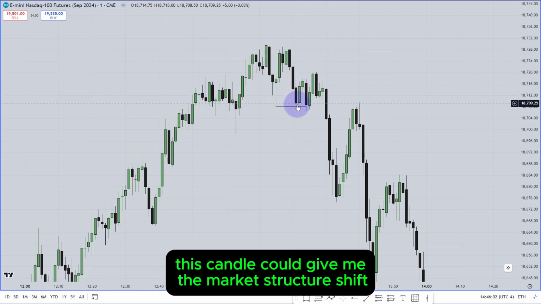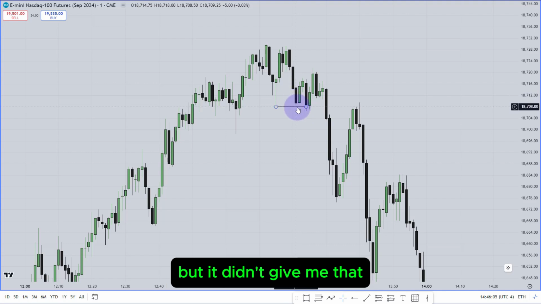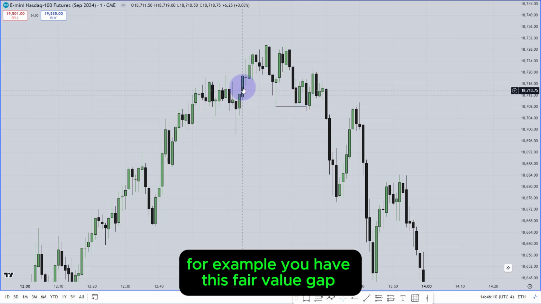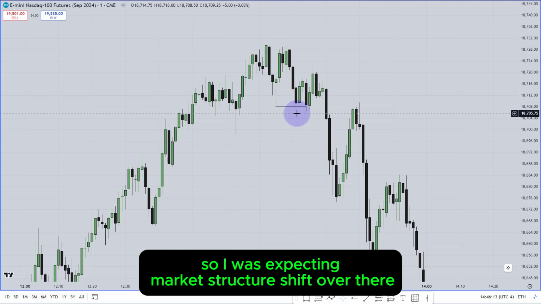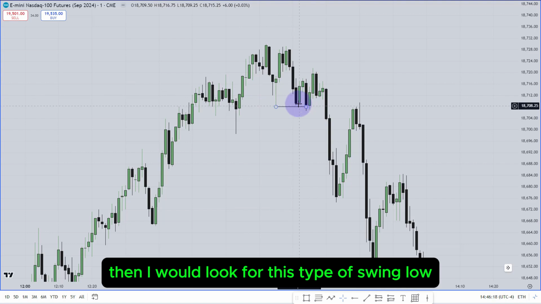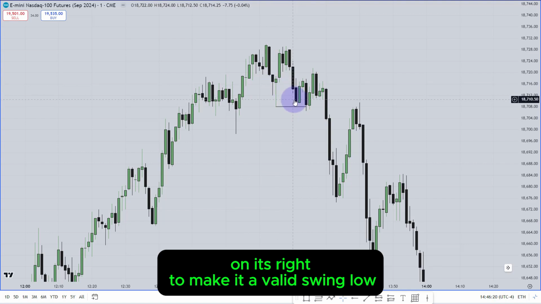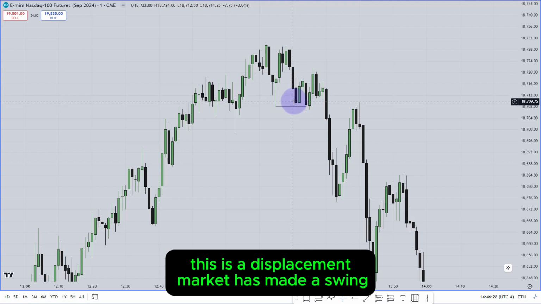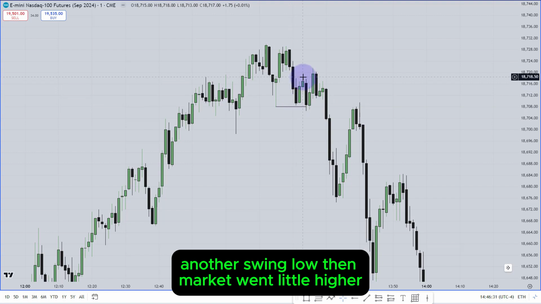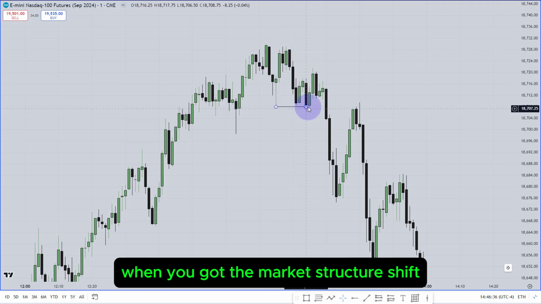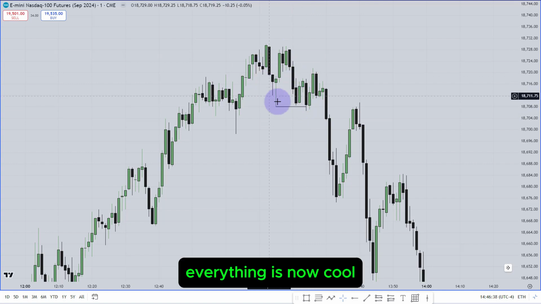Then this candle could give me the market structure shift, but it didn't give me that. It's okay. Instead of that, it has made another swing low. For example, you have this parabolic gap. So I was expecting a market structure shift over there with the displacement. If I didn't have the parabolic gap over there, then I would look for this type of swing low on its right to make it a valid swing low for shifting market structure. So there is nothing wrong. This is a displacement. The market has made another swing low. Then the market went a little higher and shifted the market. Is this the displacement? Absolutely, this is the displacement. When you got the market structure shift, everything is now cool.